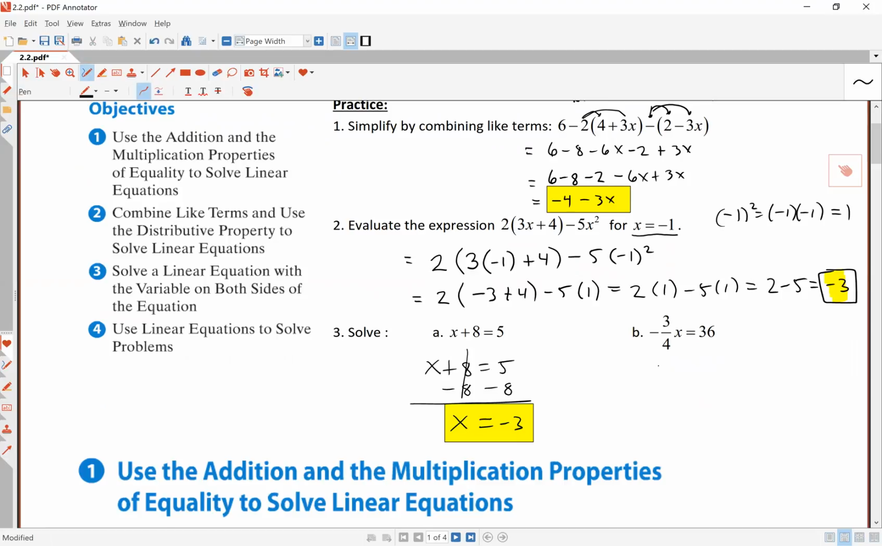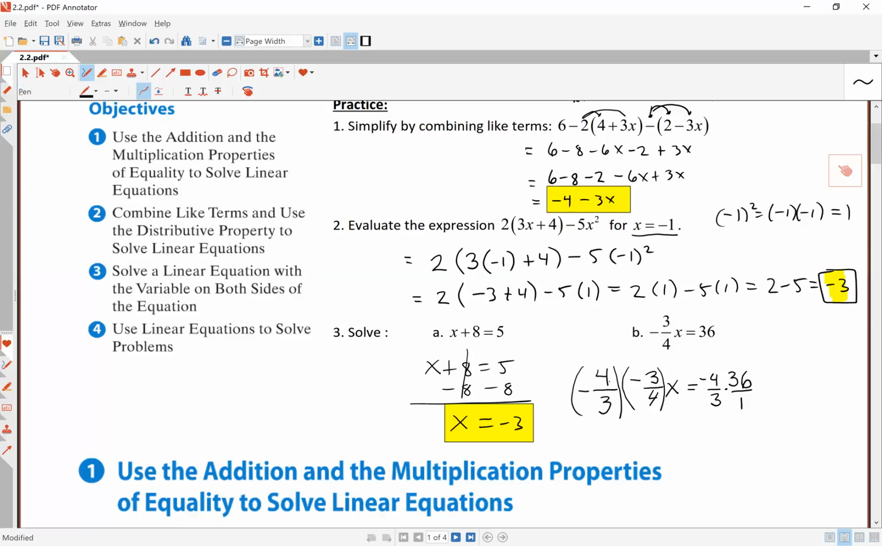With negative 3/4 x equals 36, we have to ask ourselves how we undo the negative 3/4 in front of the x. One way to approach this is to multiply it by its reciprocal. Its reciprocal is negative 4/3. But what I do to one side, I have to also do to the other side. And so I multiply it by 36 on the right side.